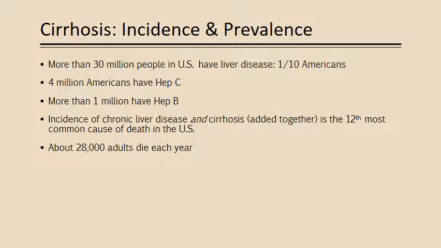The incidence of cirrhosis: more than 30 million people have liver disease in the United States, which is about 1 in 10 Americans. There are 50 of you in this class, so 5 of you are going to have liver disease in your future. Interesting, huh? Kind of freaky interesting. 4 million Americans have hepatitis C, and more than 1 million have hepatitis B. The incidence of chronic liver disease and cirrhosis added together is the 12th most common cause of death in the United States. And there are about 28,000 deaths of adults each year due to liver disease.